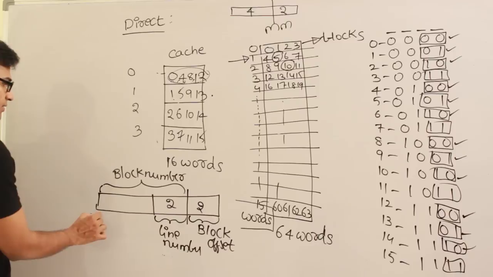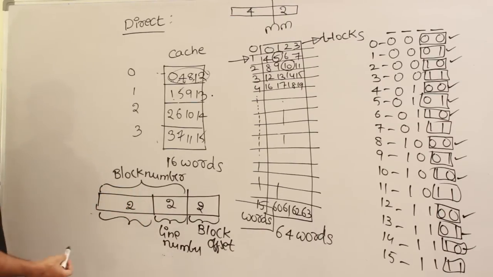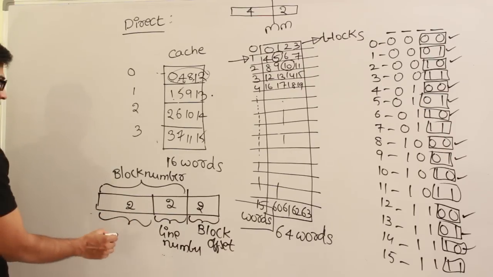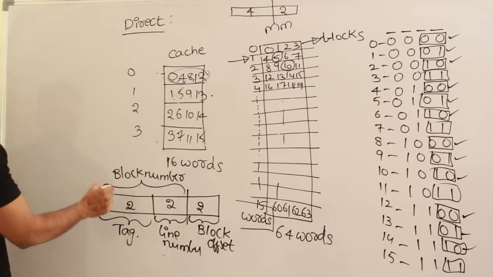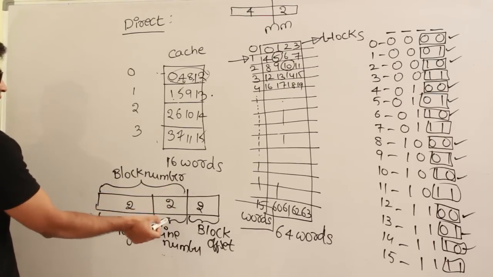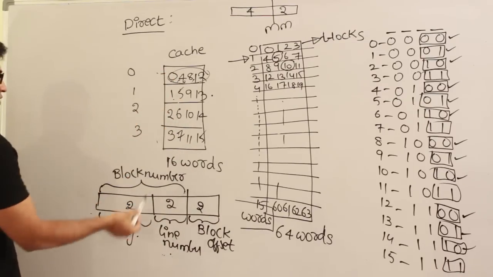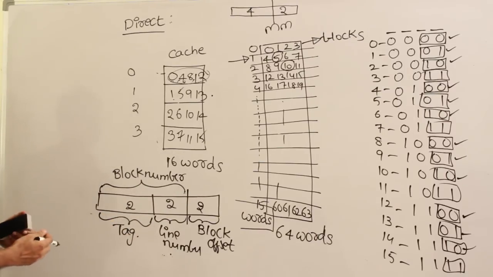And then these remaining 2 bits, only 2 bits are there, even though the diagram shows more bits. The remaining 2 bits are going to indicate the part which is called the tag, right? So now the block number is going to be divided into 2 parts. One is the line number of the cache in which it is going to be present, and the other is the tag of this. Okay, why we need the tag is simple.